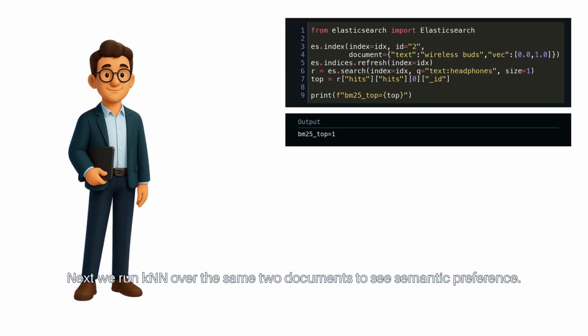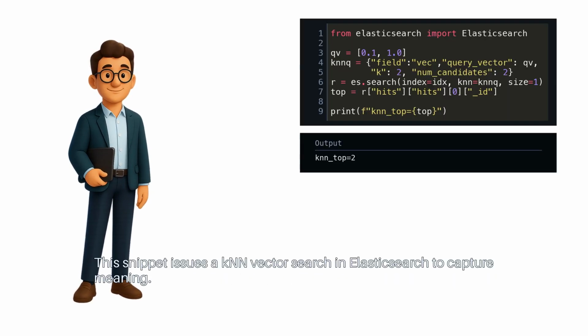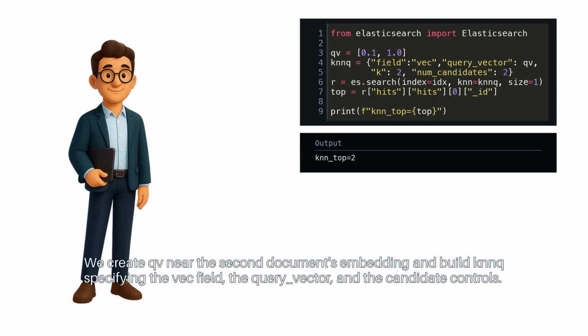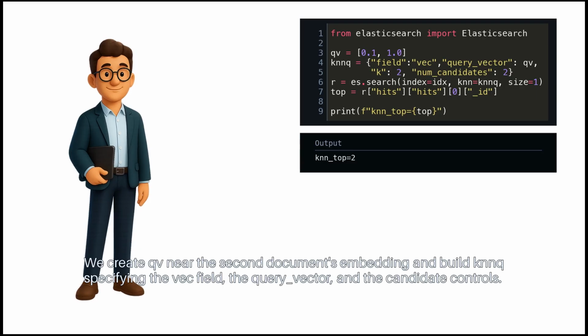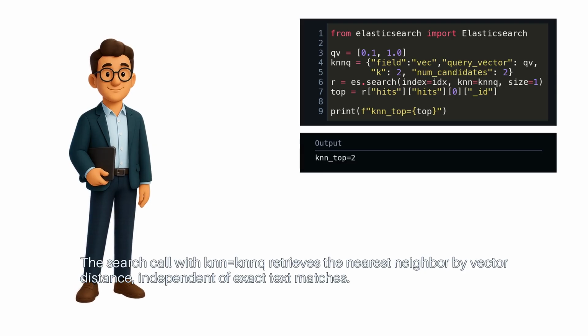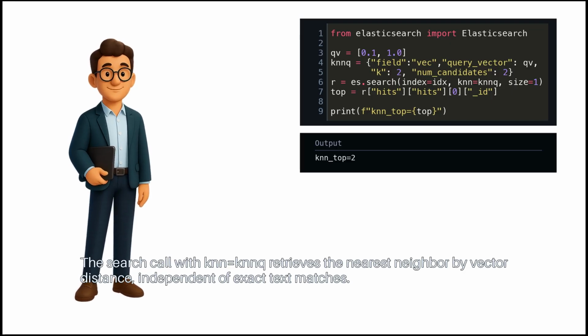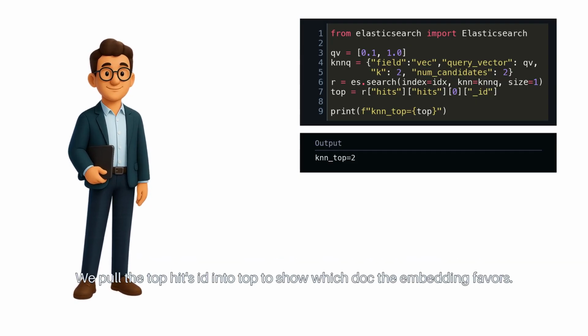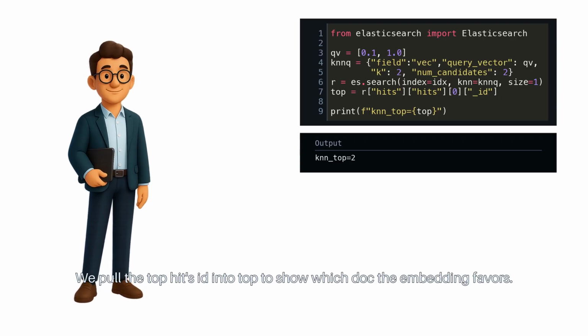Next, we run kNN over the same two documents to see semantic preference. This snippet issues a kNN vector search in Elasticsearch to capture meaning. We create QV near the second document's embedding and build KNNQ specifying the vec field, the query vector, and the candidate controls. The search call with knn equals KNNQ retrieves the nearest neighbor by vector distance, independent of exact text matches. We pull the top hit's ID into top to show which doc the embedding favors.